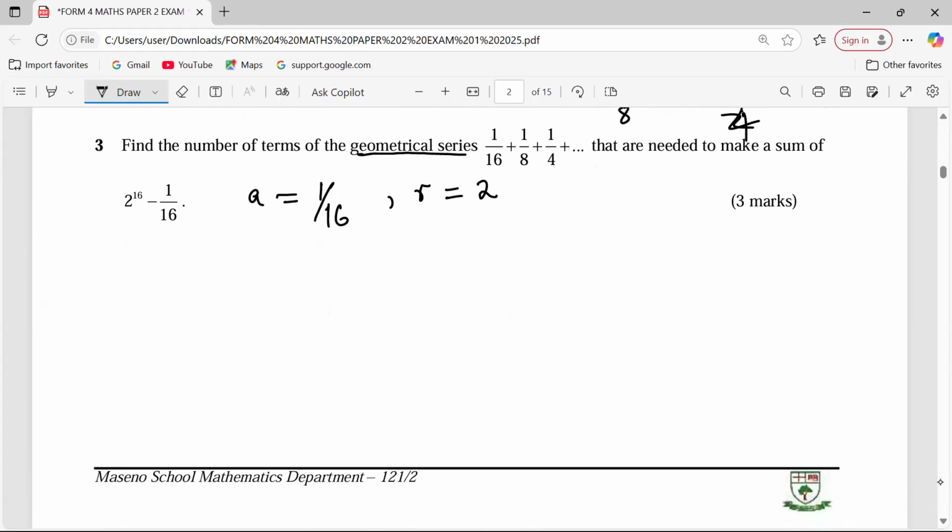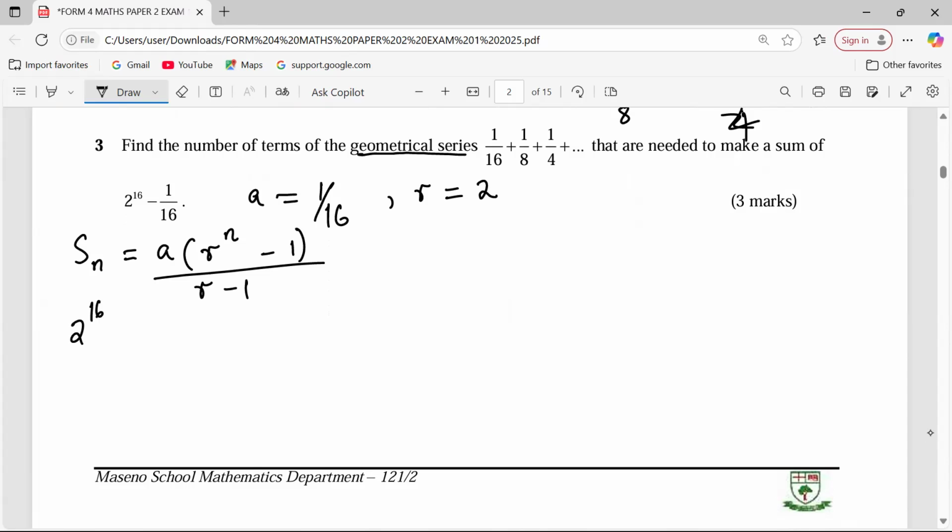of 2. This means now we can say that from the formula, the sum of a given number of terms is usually given by a into, when we take the value of r, then we raise it to n minus 1, then this is divided by r minus 1. So that's how we get the sum of a given number of terms in a geometric progression. So the sum is already provided, so we need the number of terms now.